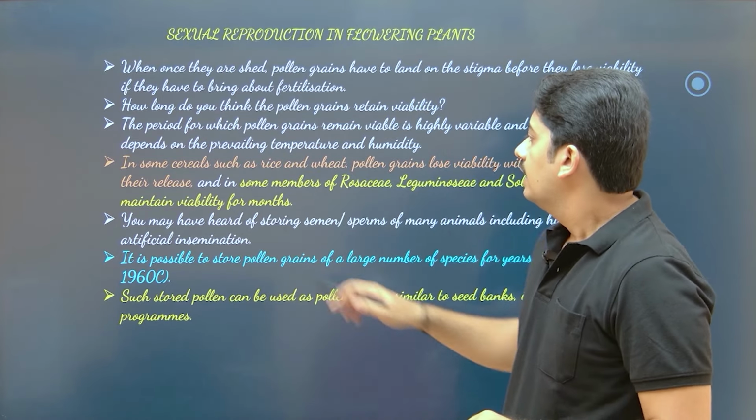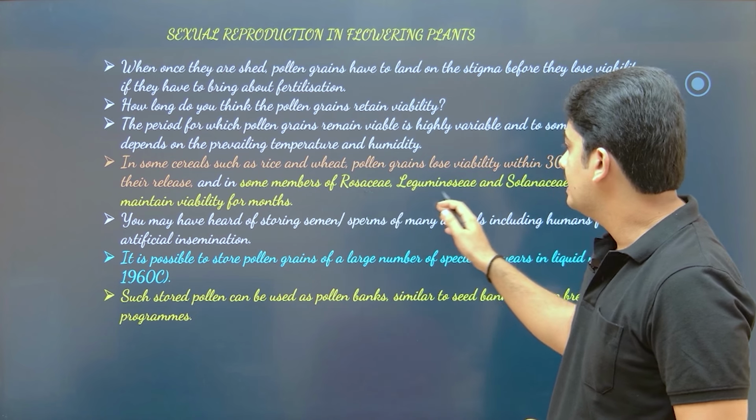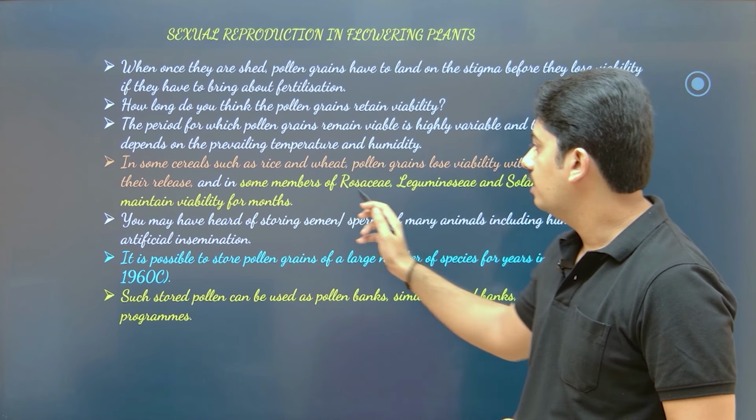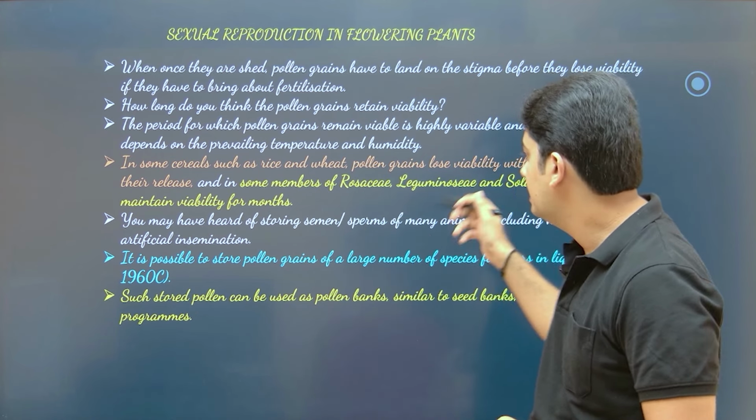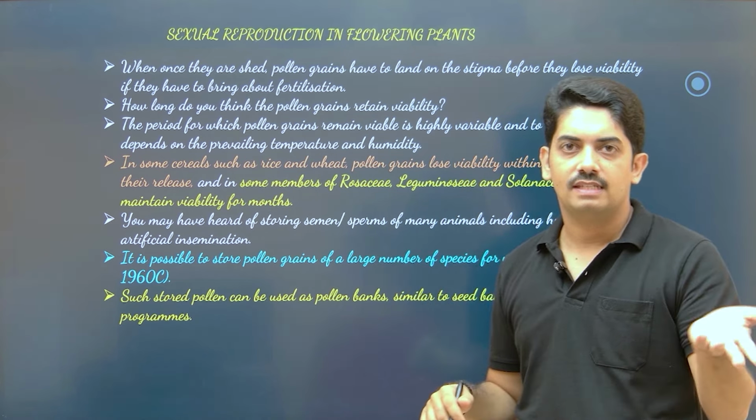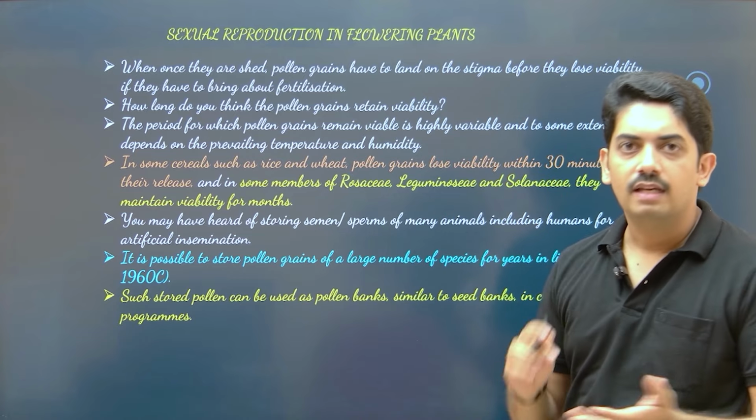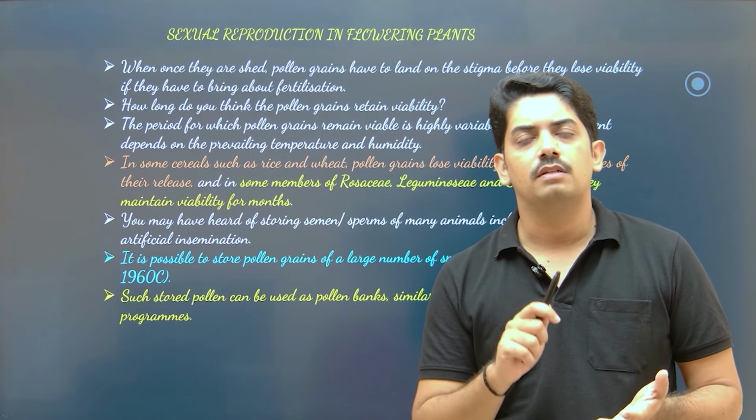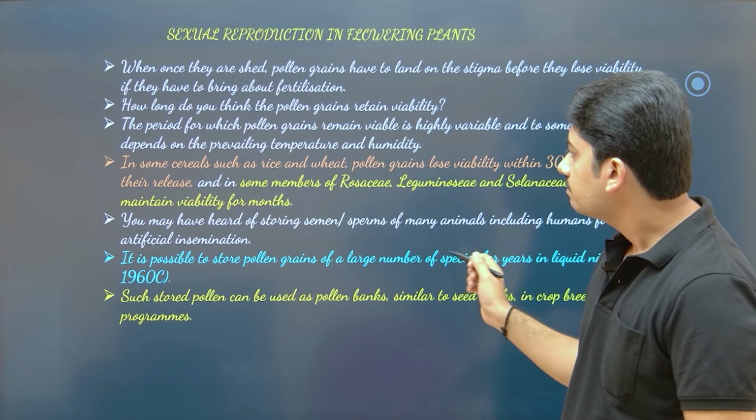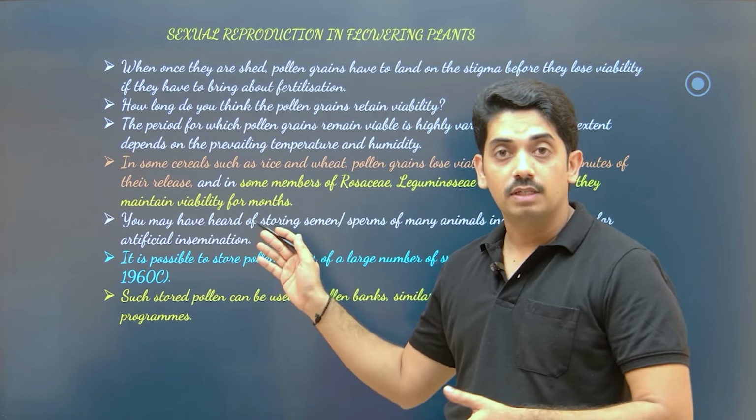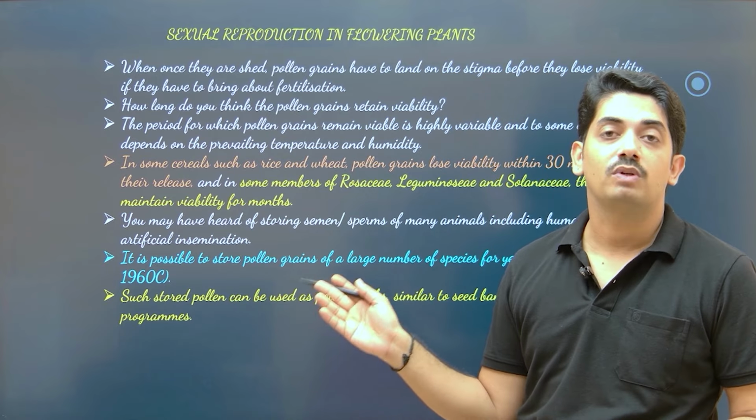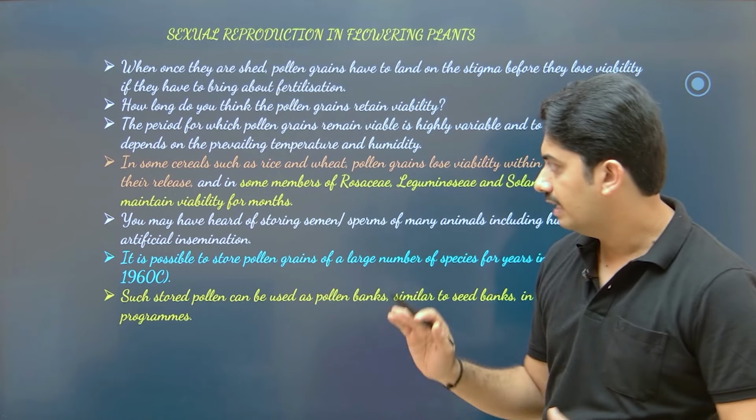Okay. And in some members of Rosaceae, Leguminosae, Solanaceae, you know Rosaceae, rose plants are present, Leguminosae like beans are present, and Solanaceae, brinjal, capsicum, tomato, all these plants maintain viability for months. For months, these pollen grains maintain the viability.